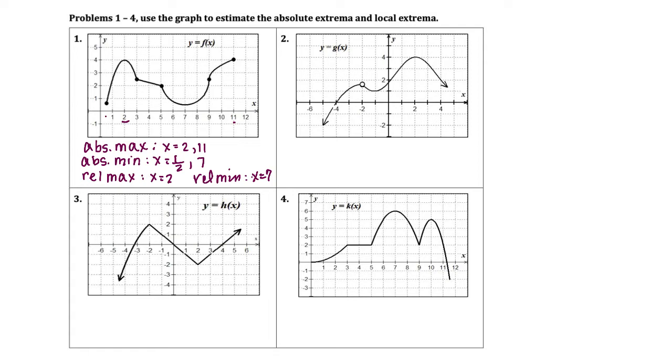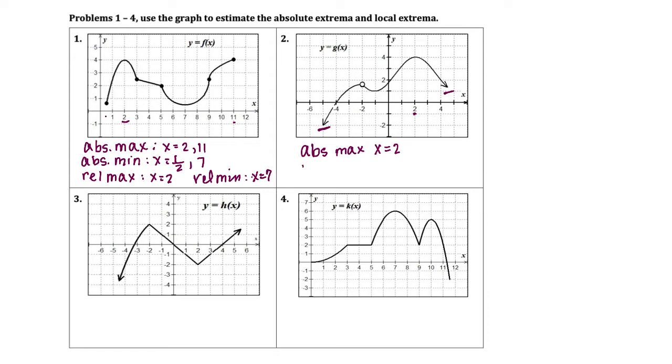Okay, so number 2, same thing. We're going to look at our absolute max. Absolute max looks like it's going to occur here at 2. And then, it doesn't look like we're going to have an absolute minimum because these endpoints don't stop. So there's not a closed endpoint like there was in number 1.